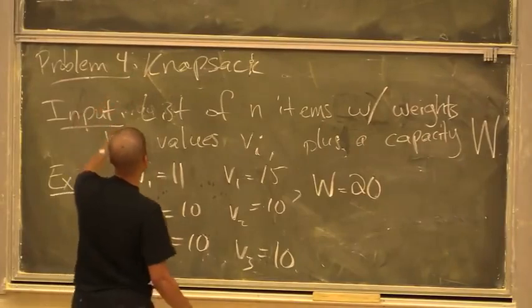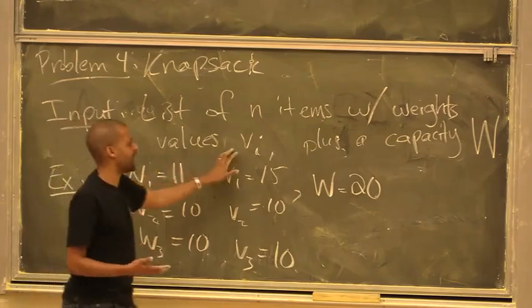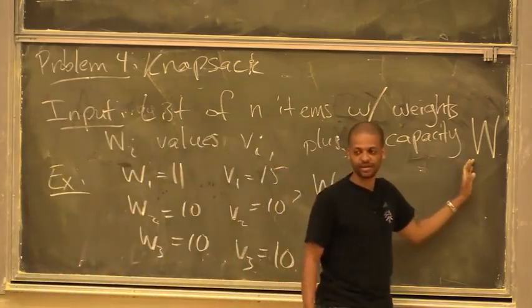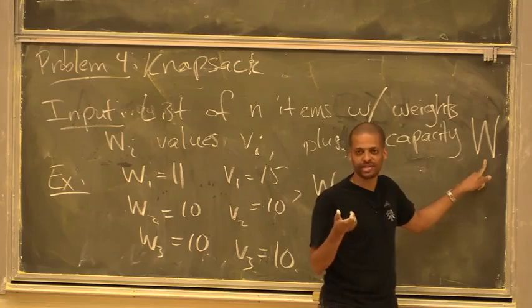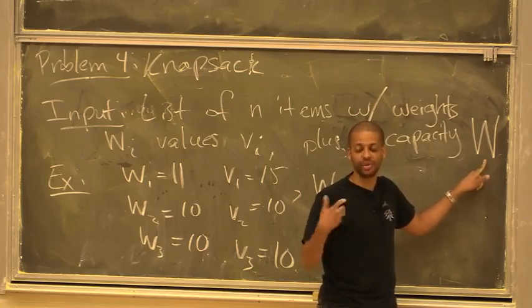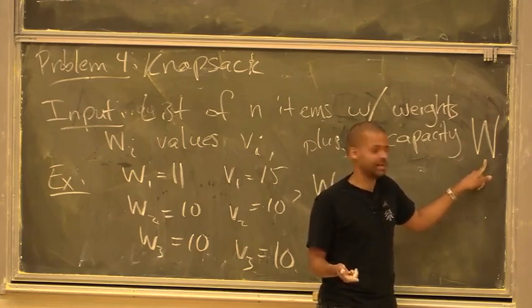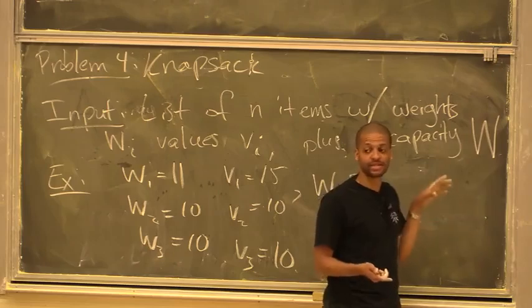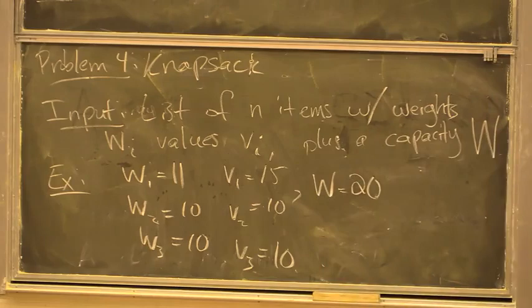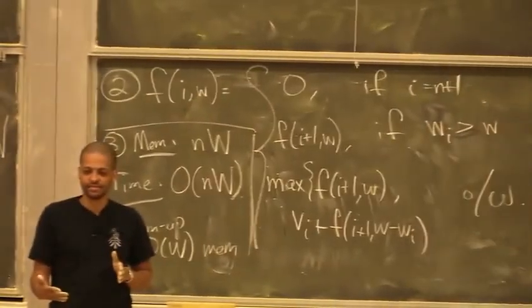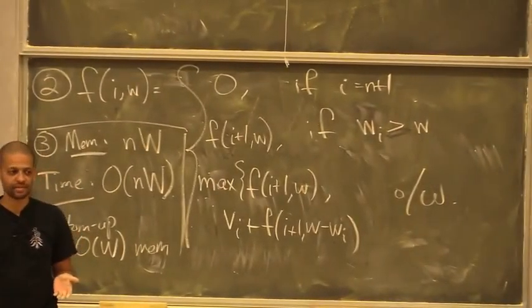Now, what is the input to knapsack? It's a list of n pairs, w_i's and v_i's, as well as a capacity capital W, right? So what's the length of the input? How many bits does it take to write down capital W? It takes log of capital W bits, right? So writing down capital W only takes log W bits, but my runtime depends on W, which is exponential in log W. So this is actually an exponential time algorithm in the input length, okay, if W is big, right?